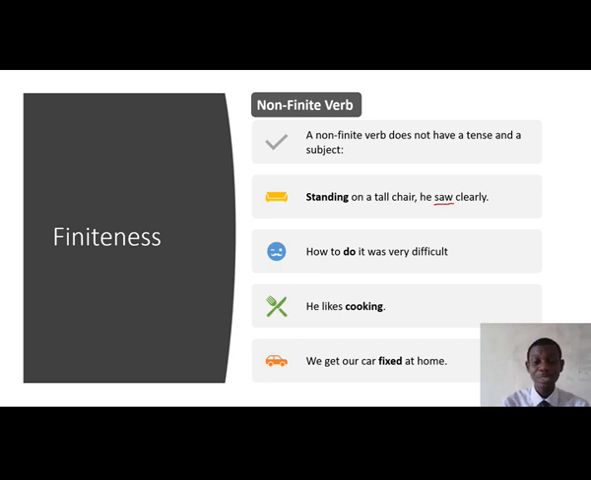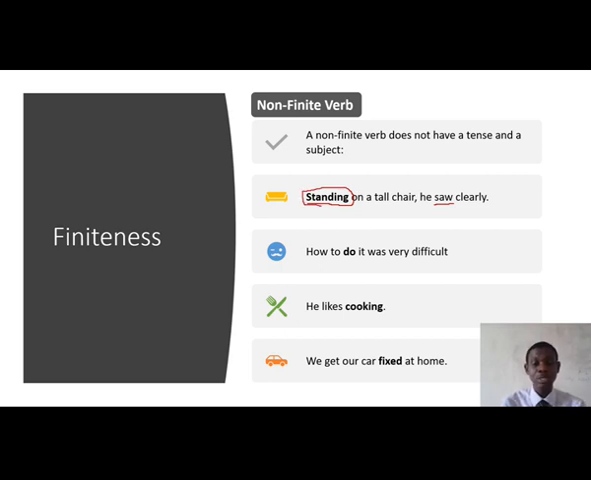Then we are going to take it to future tense later. Standing on a tall chair, he sees clearly. You can see that only saw changed. Standing did not change. Okay, let's take it into the future. Will standing on a tall, of course, that doesn't make sense. So invariably what we are saying is that standing here is a non-finite verb.